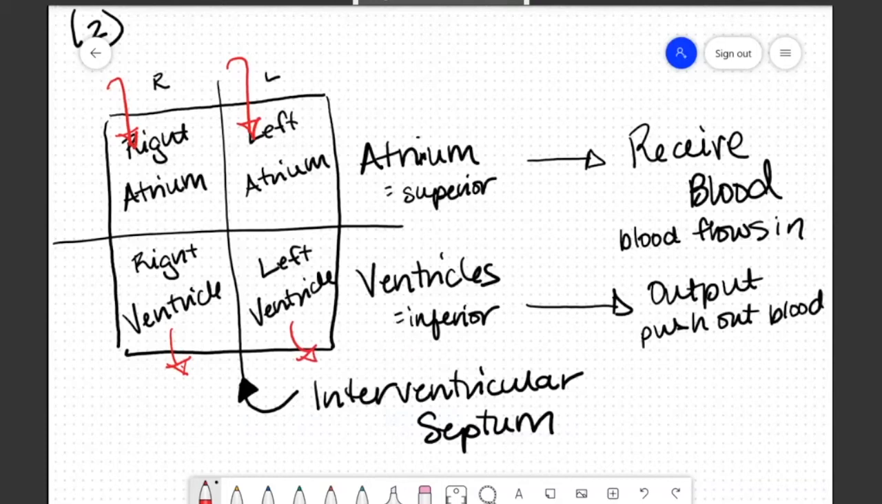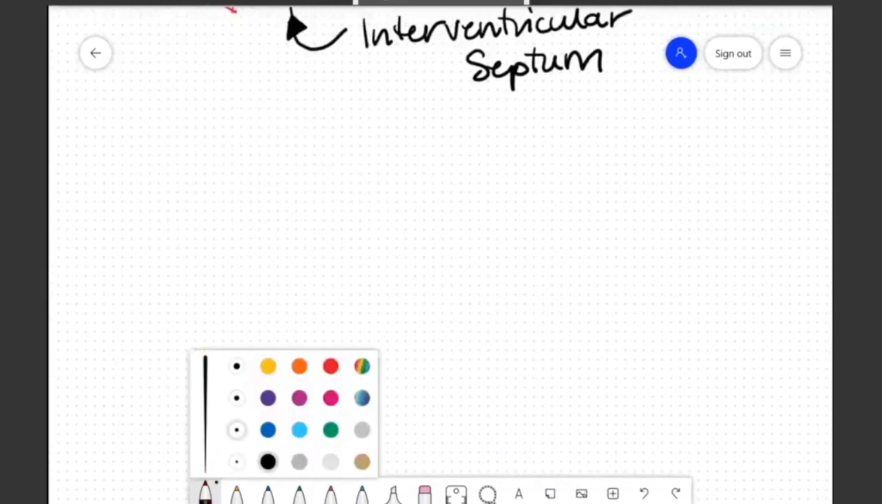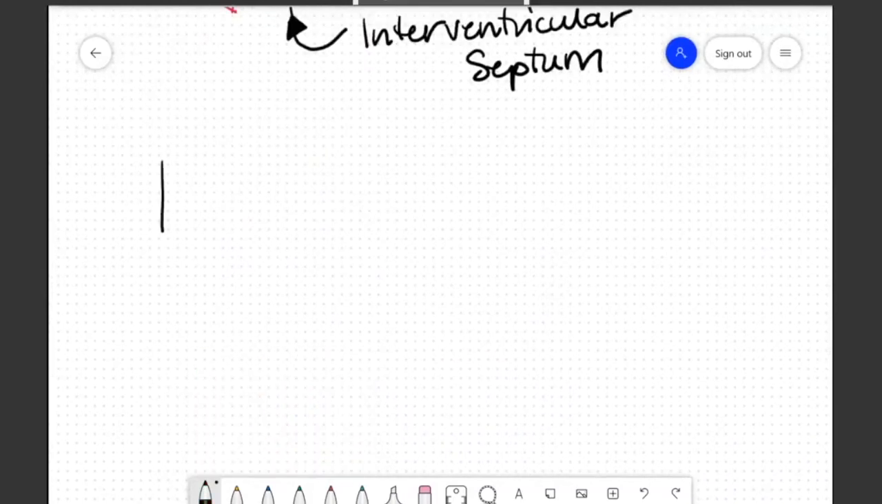So how do we get from chamber to chamber if we have atriums receiving the blood and the ventricles kicking out the blood? How does the flow of blood actually work? So with our atrium being the receiving chambers and our ventricles being what kicks it out, we're going to just draw this one more time.